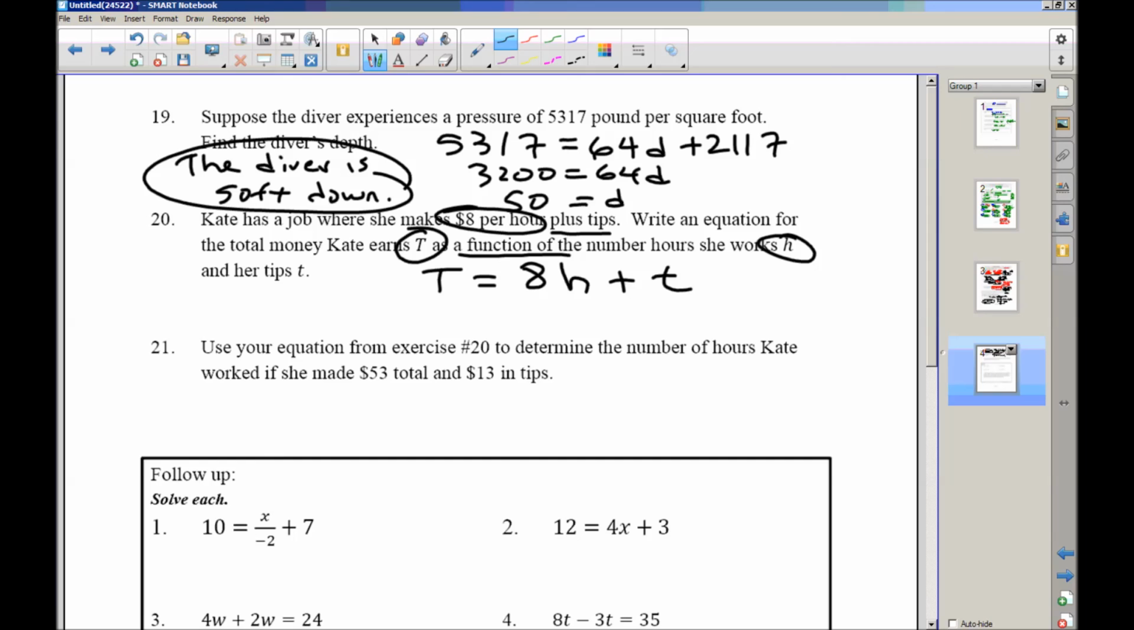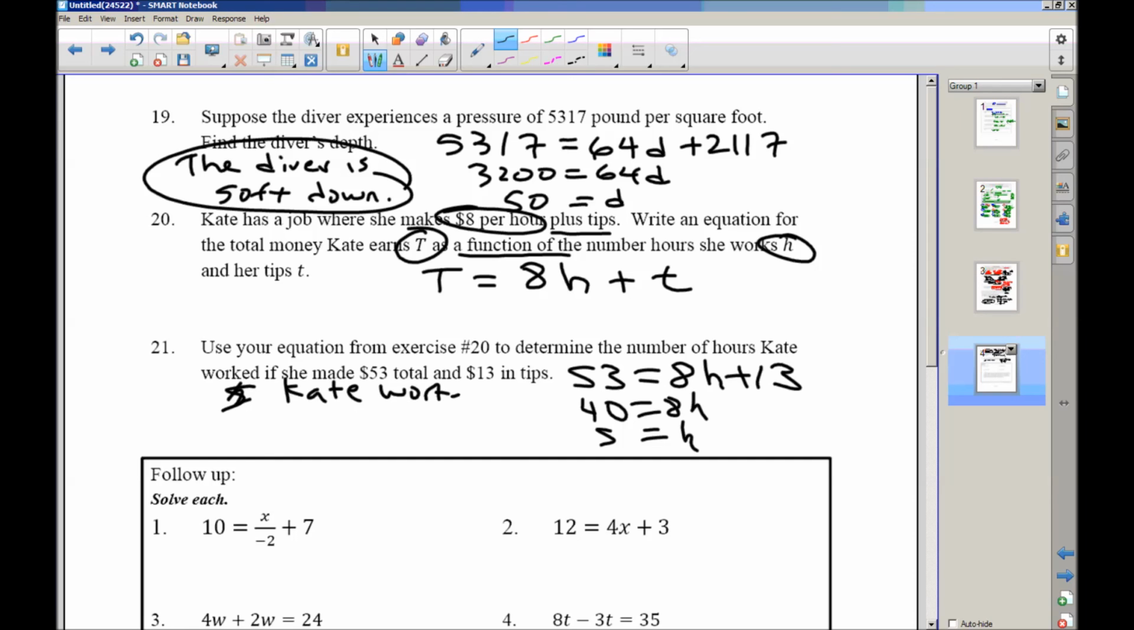Okay, and then our last one here, we know she made 53 total dollars. And we want to figure out how many hours she worked, but she also got $13 in tips. So now we've turned it into a two-step equation. Subtract 13 from both sides, and then divide by 8, and we find out that she worked 5 hours. So Kate worked 5 hours.